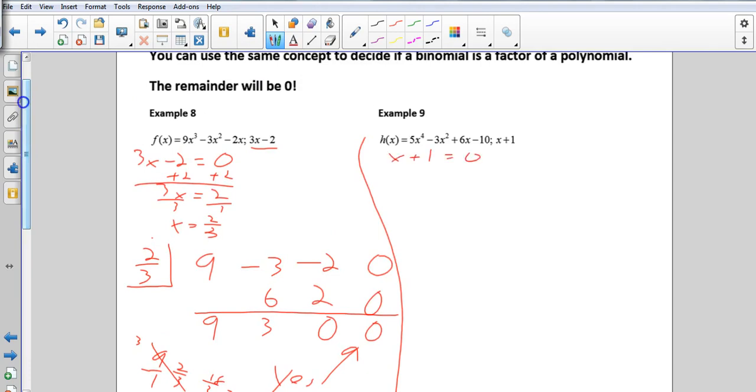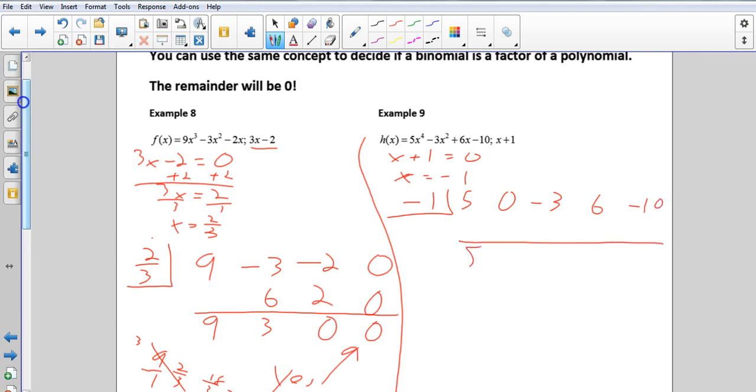X plus 1 equals 0. X equals negative 1. There's our number that goes in the box. 5 is our 4th power coefficient. We do not have a cubic. Negative 3 is our squared coefficient. 6 is our x to the first coefficient. Negative 10 is our constant.